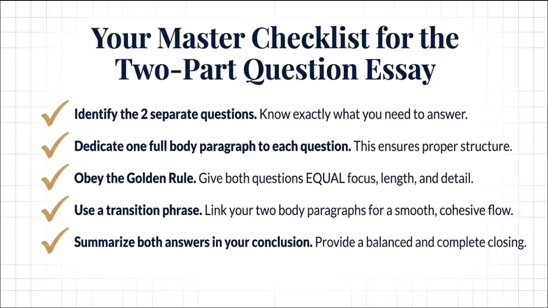3. The golden rule: give both questions equal focus. Plan for both, write for both with similar detail. Don't neglect the second question. 4. Use a transition phrase to link your two body paragraphs smoothly. This creates flow and shows good organization. 5. Summarize both of your answers in the conclusion. If you follow this clear and direct structure, you can handle any two-part question essay with ease and confidence. It's all about being organized and answering what's asked.